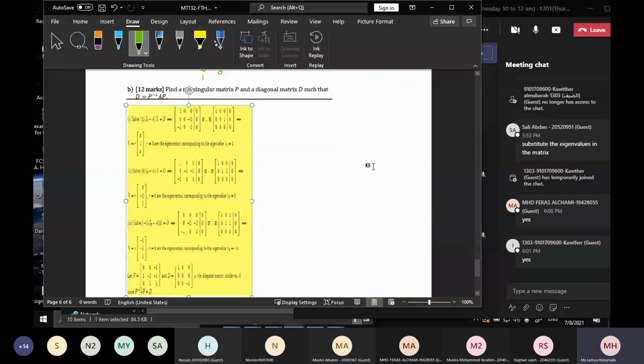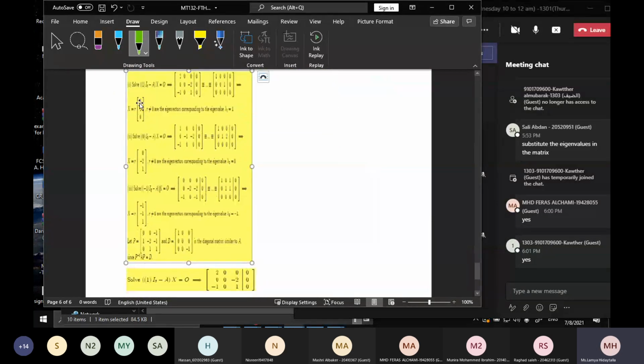Clear? So what you do, take them and put them in a matrix form like that. So this is your P. For some students, if they started with this, it would be here and this here, and there is no problem. Clear? Anyway, take the eigenvectors and put them as columns in this matrix. So this matrix is P.